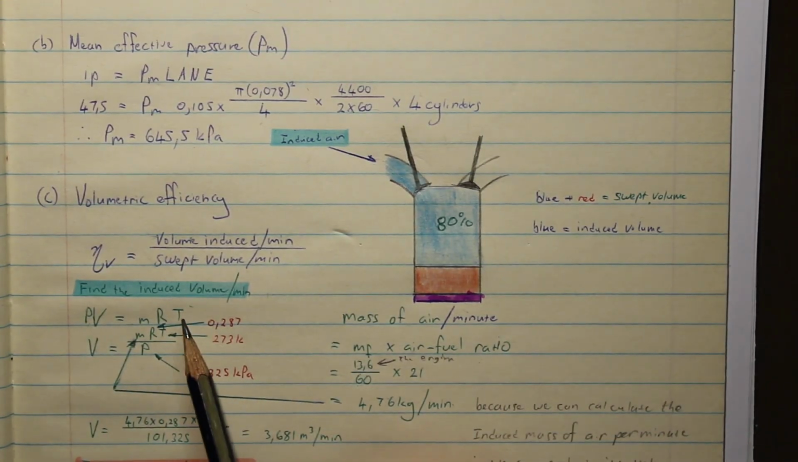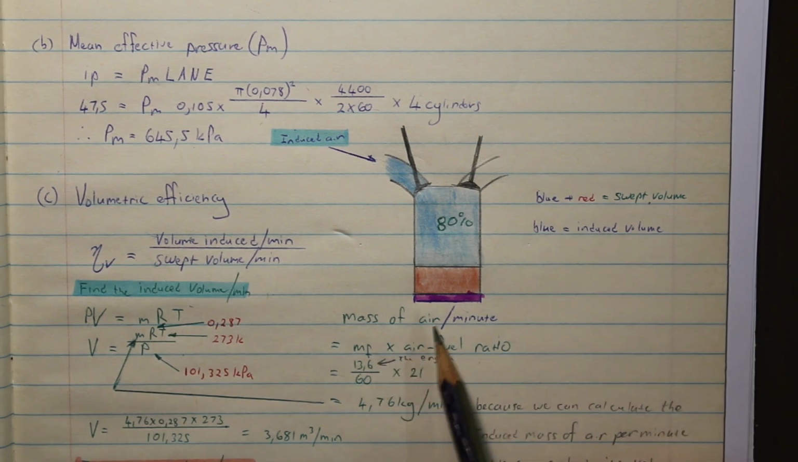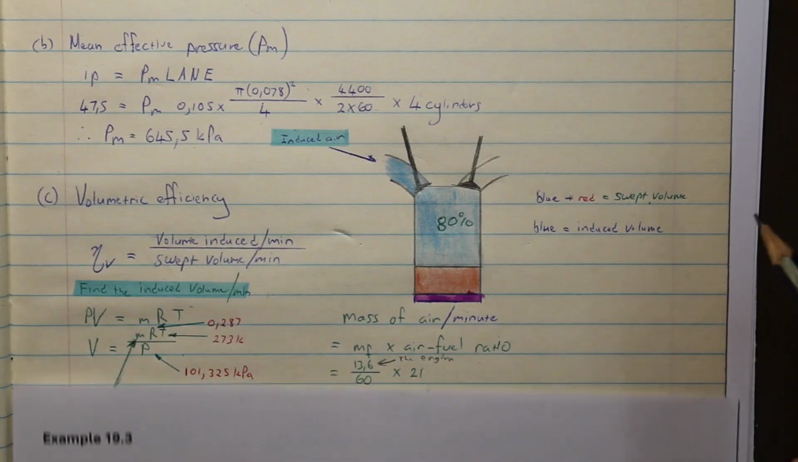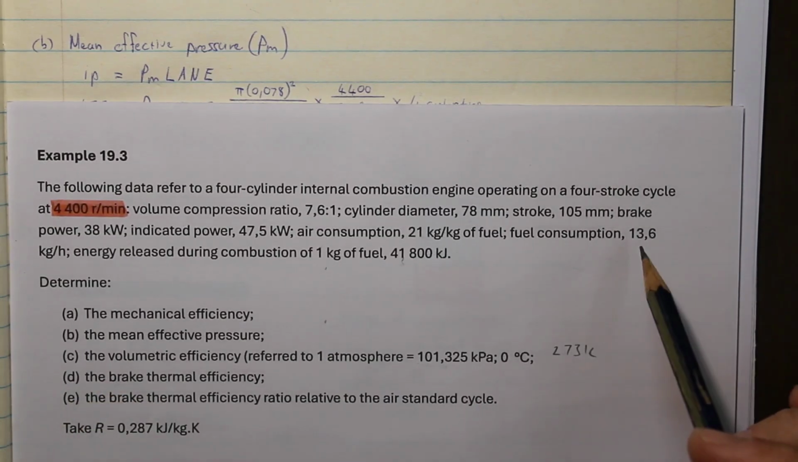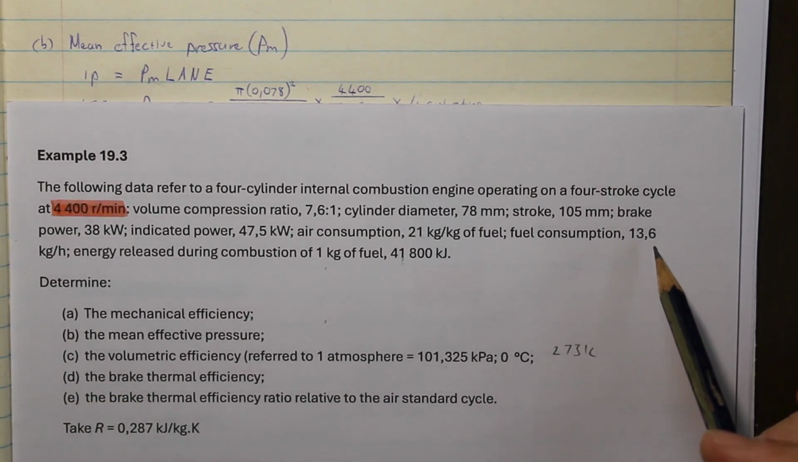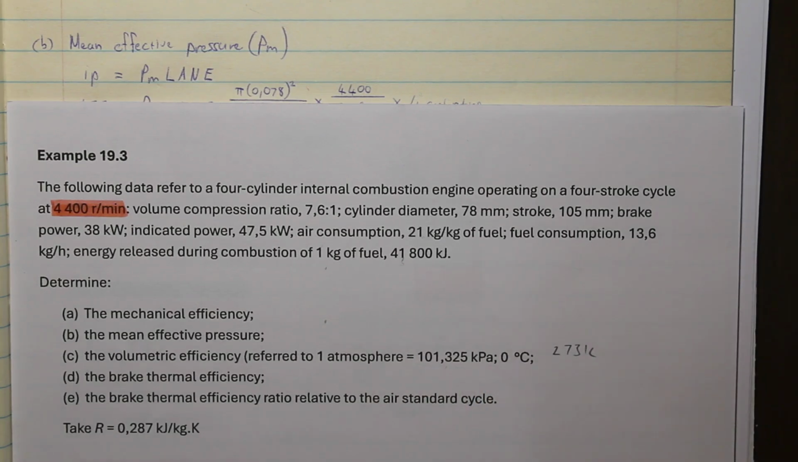Do we have the temperature? Yes, we got the temperature. They said to us this is at 0 degrees, and we're converting that to Kelvin, so 273 Kelvin. The pressure, they also gave that to us. It's atmospheric pressure, 101.325 kPa. Now the mass, how do we get that? Over here I've written the mass of air per minute. They gave us the amount of fuel that is used per hour. So how are we going to get that into per minute? We're going to divide that by 60.